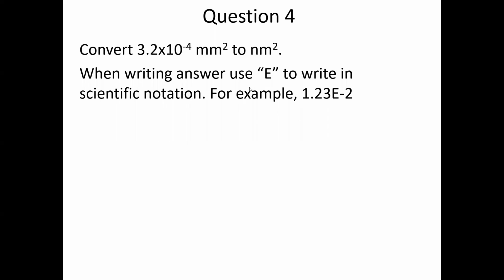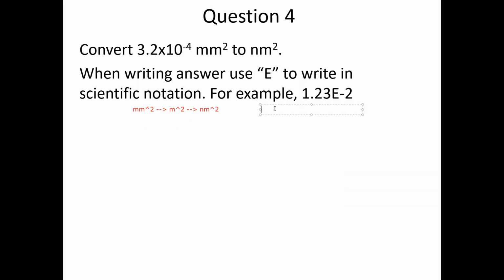So we want to convert millimeters squared to nanometers squared. Again, the process will take millimeters squared, convert it to the base unit, and then convert it to nanometers squared. And remember that milli is bigger than nano, so we're going from a large metric prefix to a smaller metric prefix, or our exponent should increase.